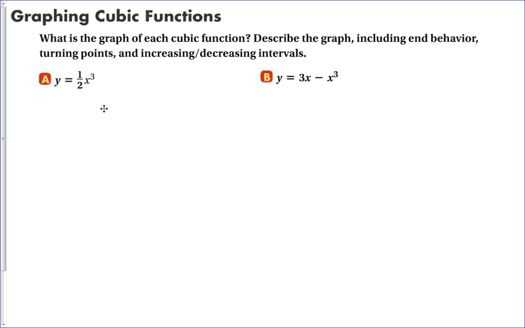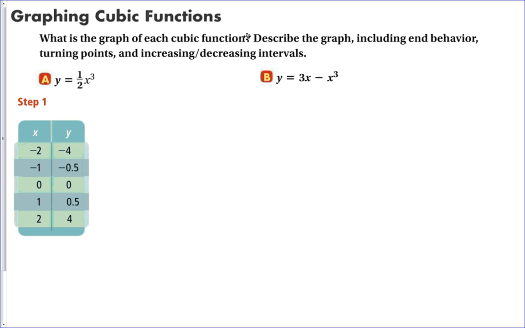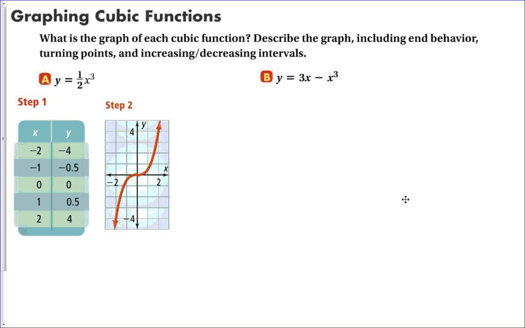All right, graphing cubic functions. So what is the graph of each cubic function? Describe the graph including end behavior, turning points, and increasing and decreasing intervals. The easiest way to graph these without a graphing calculator is to just make your good old-fashioned table of values. I know you know how to make a table of values, so I'm not going to go over that. After you get your table of values, you just simply plot your points and connect with a smooth curve.